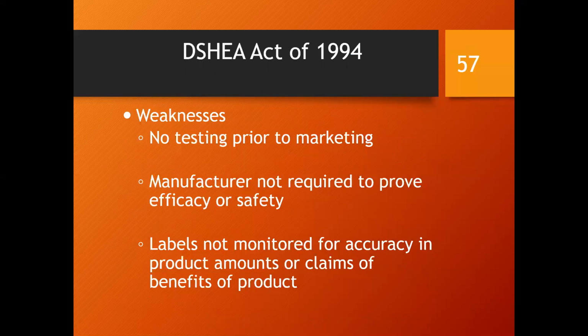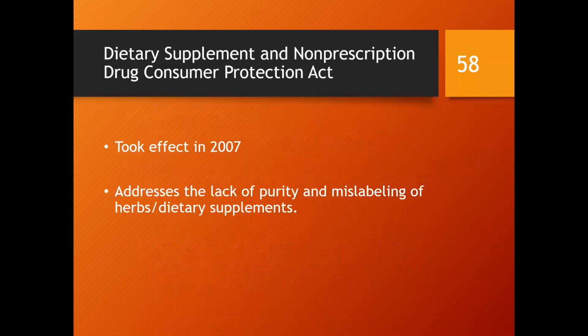So what exactly does that mean? Again, there are some weaknesses. There's no testing prior to the marketing. So you really don't know what's going to happen. Manufacturers are not required to prove efficacy or safety. And labels are not monitored for accuracy in the product amounts or claims of the benefits of products. So they can be writing anything they want on the medication bottles or boxes to get you to buy it. So no one's monitoring that. They could say that it can help you lose 50 pounds, and they may not do that at all, but there's no one monitoring that. Okay.